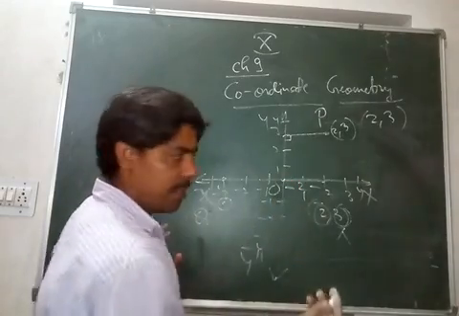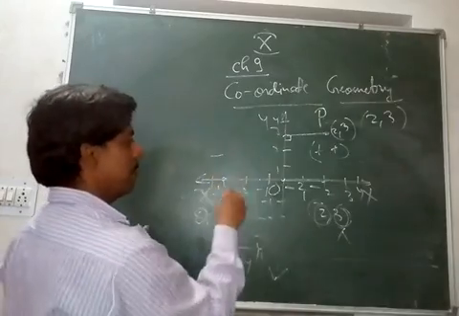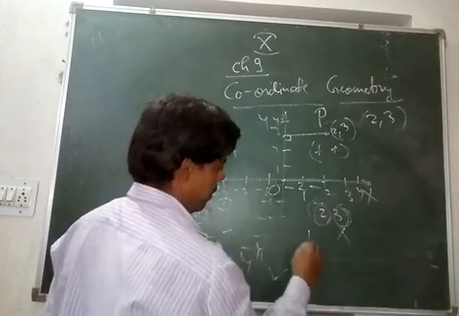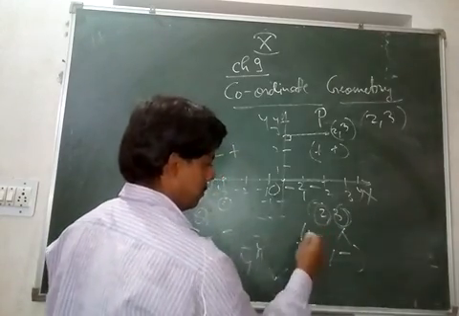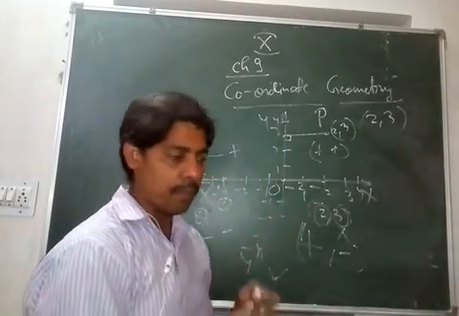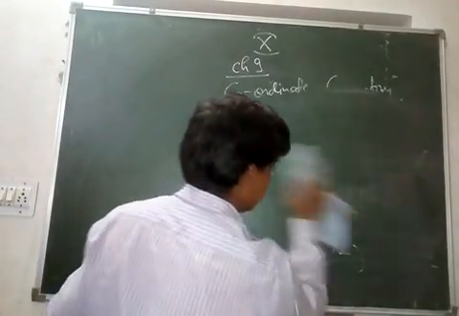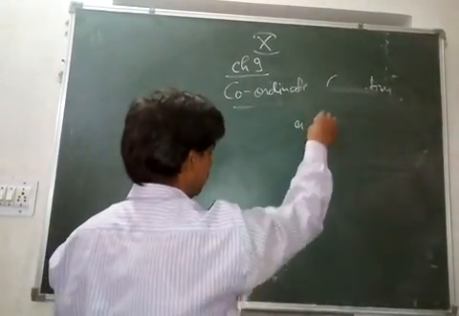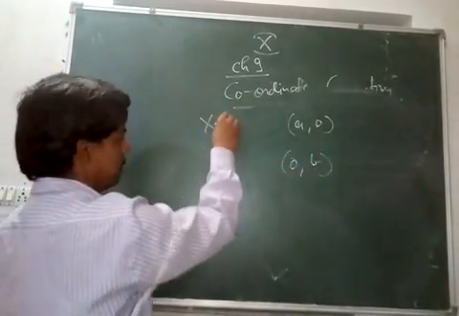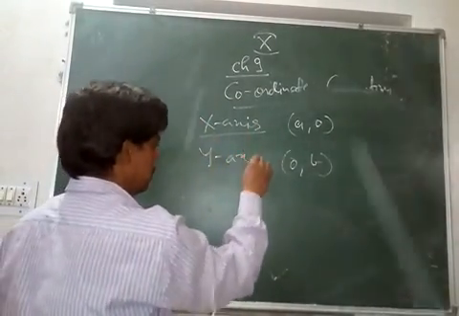Then you know the quadrant system. Here both the coordinates will be positive. Here x negative, y positive. Here x and y both negative, and here x positive and y negative. And on the axis, this is again a very important one. If any point is on the x-axis, its coordinate is a comma 0. On y-axis, 0 comma b. So any point on x-axis is a comma 0. Y-axis any point is 0 comma b.